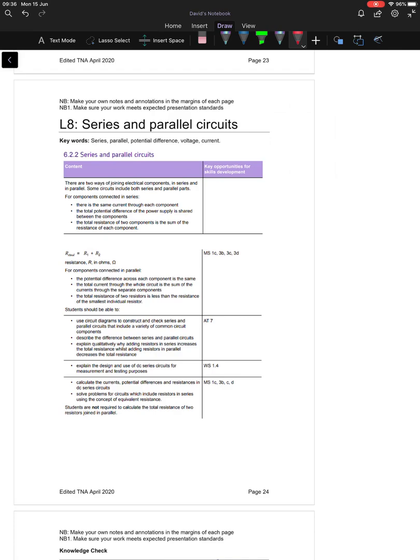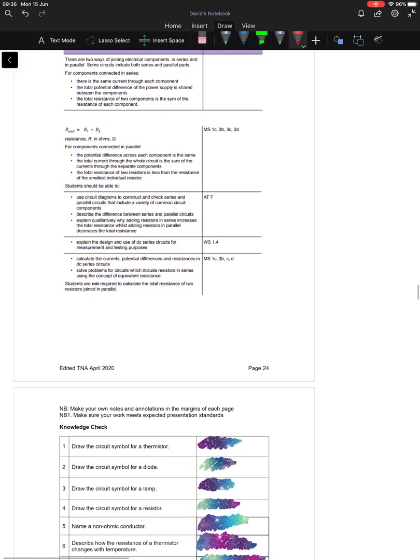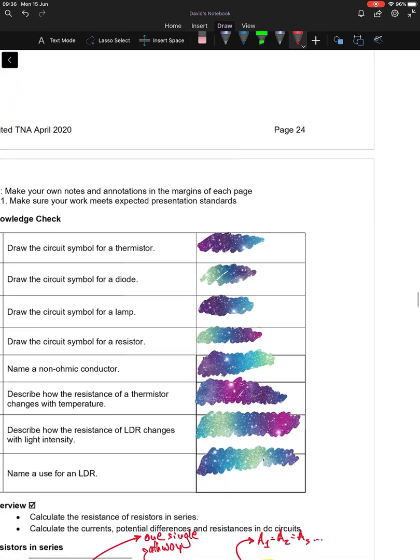So, welcome to lesson 8 of the electricity unit of work, and this lesson is on series and parallel circuits. As you'll see on your current page, you've got some information from the specification detailing some of the key points we're going to try and learn today.